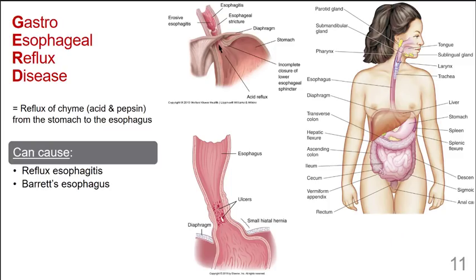Now we'll talk about esophageal disorders, so disorders of the esophagus. The first disorder we'll talk about is gastroesophageal reflux disease, which you may have heard referred to as GERD. And this is the reflux of chyme containing acid and pepsin from the stomach to the esophagus. So what does that mean?